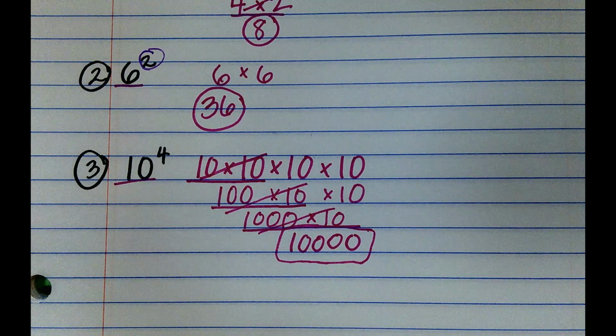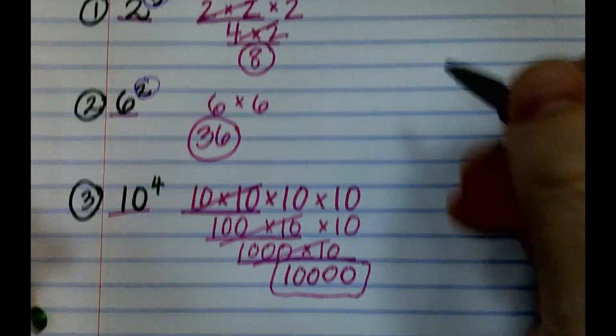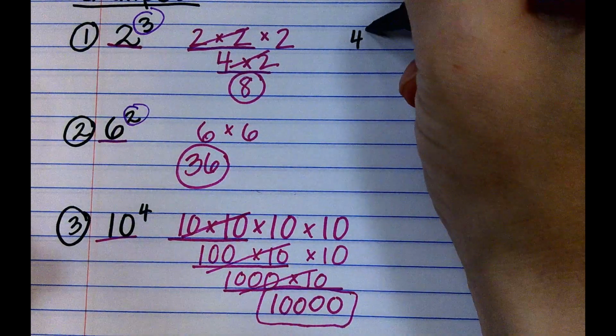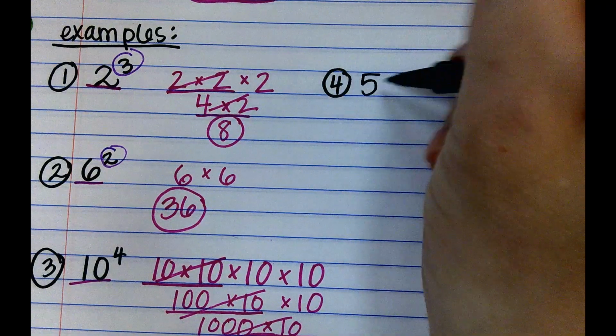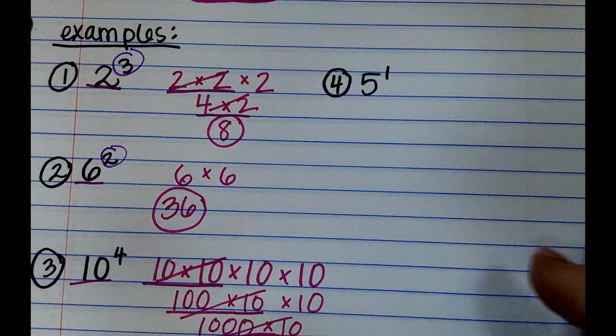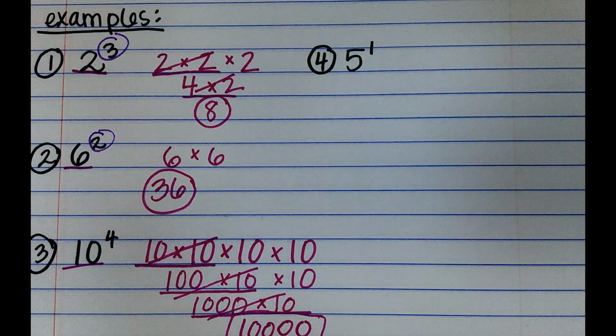Let's do number 4. This one will seem like a trick. 5 to the first power. Is that 5 times 5? No, 5 times 5 would be to the second power. It's 5 one time. It's just going to be 5.